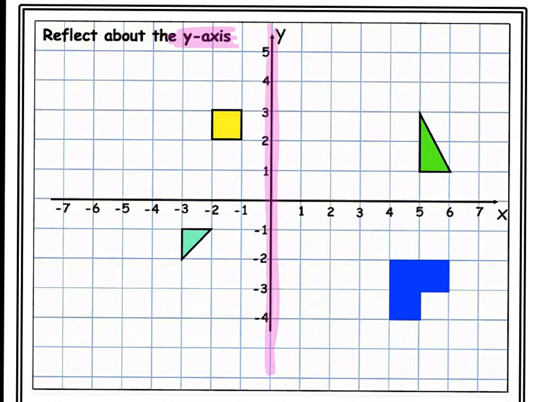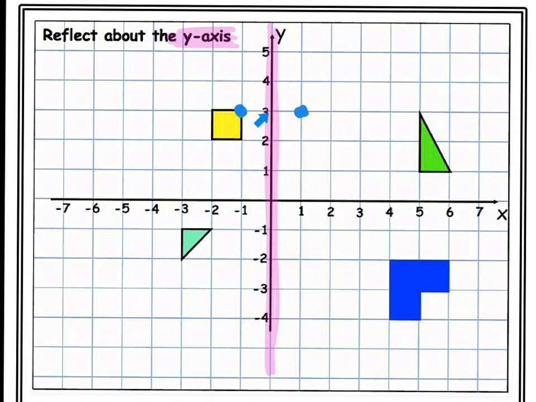So, for example, on the square up here, I'm going to start with this point on the square first. What I noticed is that point is 1 unit to the left, so in order to reflect it, I'm going to go the same distance in the opposite direction, so 1 unit to the right. Now, I can create the other points by doing the same thing.